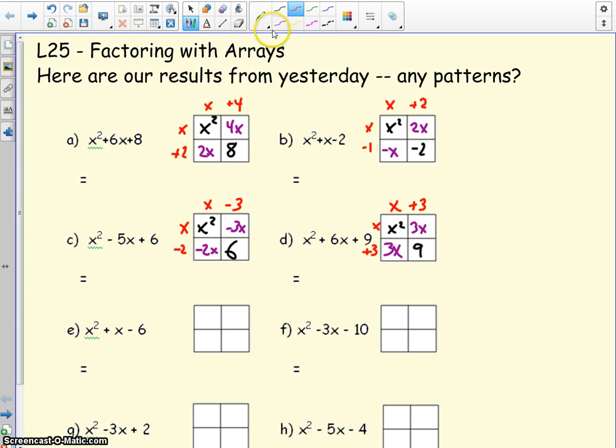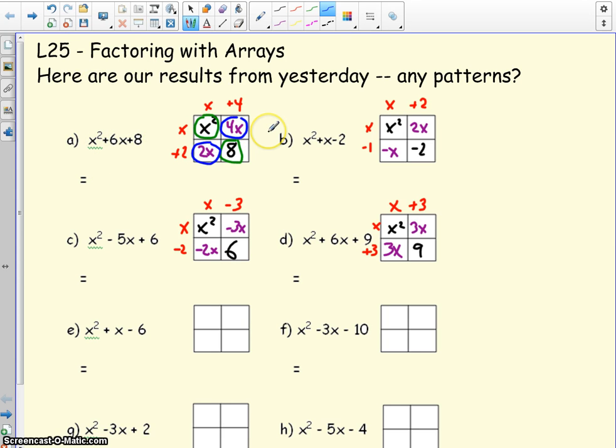Now, remember when we were using tiles, when we set up our trays, we put x squareds in the top left of our tray. We put our constants in the bottom right of the tray. And what we were trying to figure out was how to arrange x tiles to get the factoring to work out. So, the big challenge is to get the x tiles to work out. Looking at all these cases, we're trying to look for a connection between what we get for our x values inside the array and the original function.